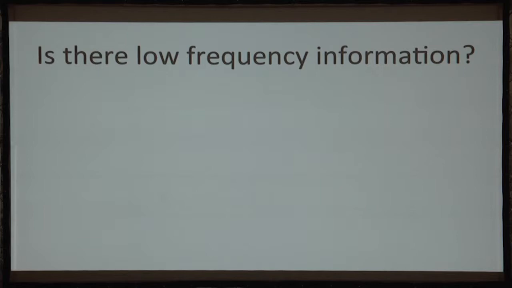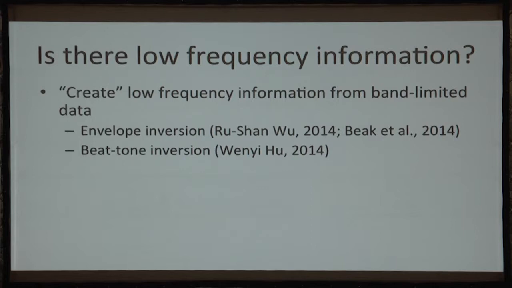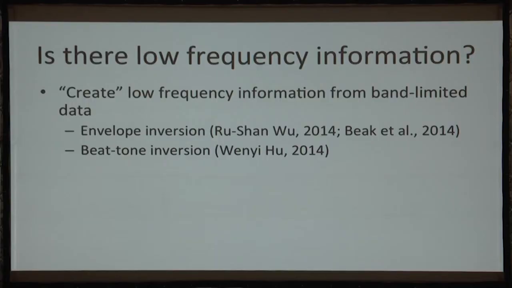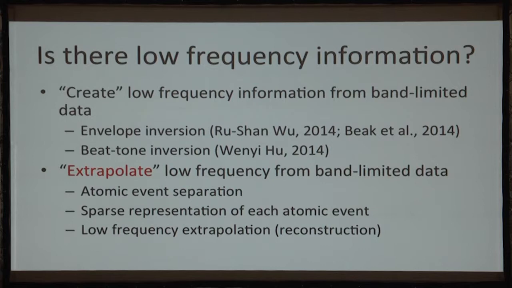People have tried to create low frequency information from band-limited data before. For example, you can take the envelope of your data trace, and then immediately you will have zero frequency. Another observation, by Wenyi Hu, is that the differences between data at two nearby frequencies contain very low frequency information, and you can use that to do full waveform inversion. However, the low frequencies created this way are not related to the physical low frequency data that you would acquire from the subsurface. So what we want to do is to extrapolate low frequency from the band-limited data.